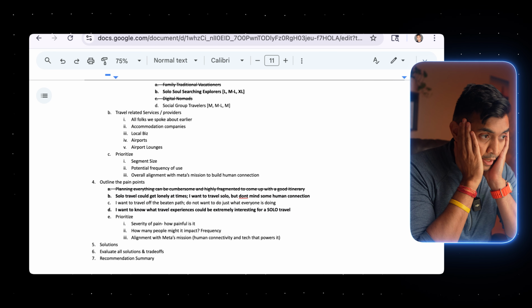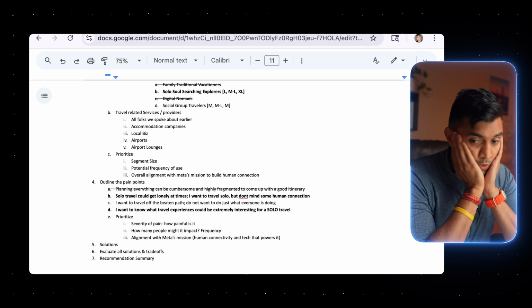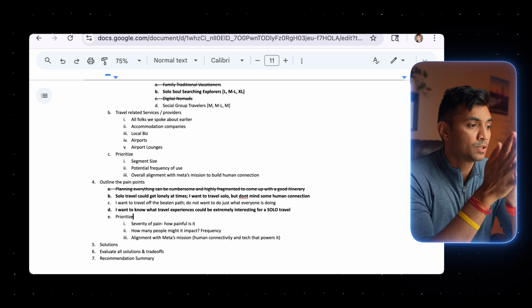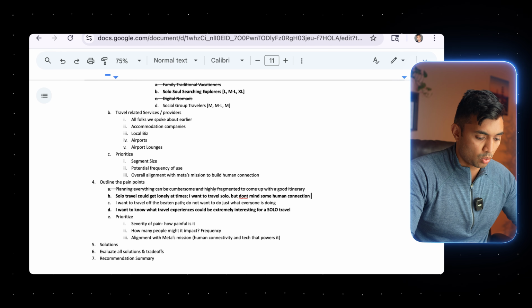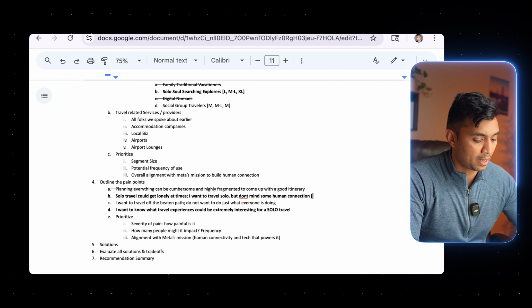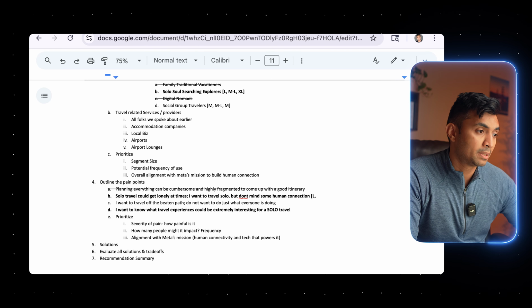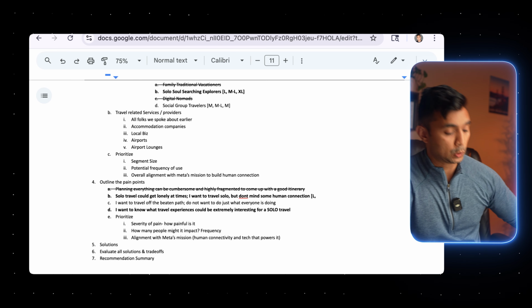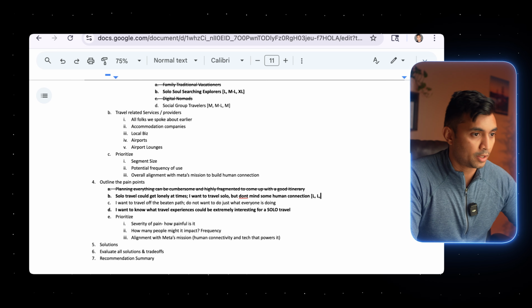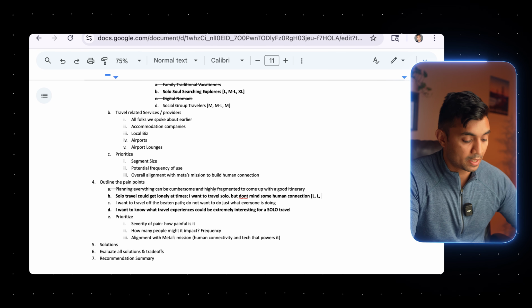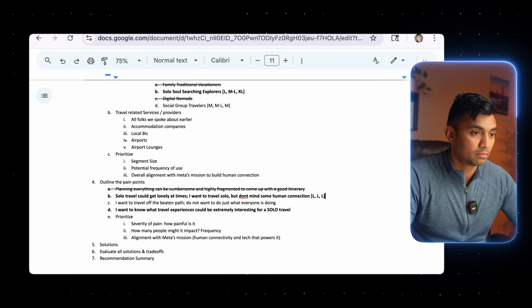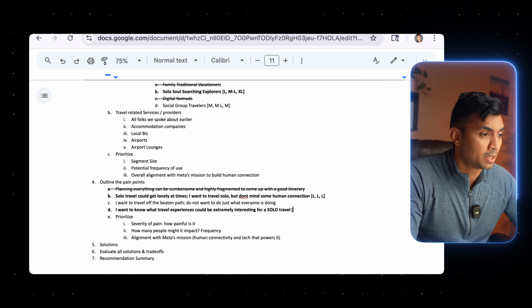Now I'm going to use the criteria to break the tie. So in terms of the severity of the pain point and how many people it might impact, let's do a quick scoring. I think severity of pain point is a large. Number of people it might impact within the solo soul searchers, I think it's again a large. And how would it align with Meta's mission? I think is pretty solid. Okay, that prioritization didn't help much so far.